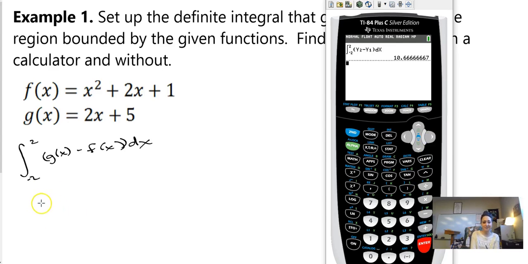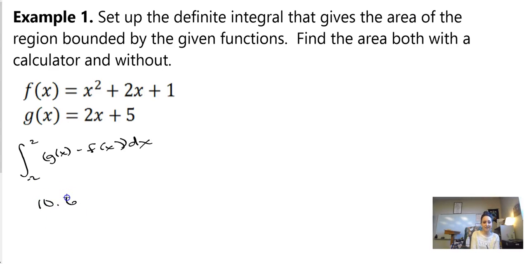So I'm getting 10.6 repeating, right? Or 10 2/3. Okay, so that's doing it with the calculator. Now, let's say I didn't let you use a calculator on this one. So I first need to find out my a and my b. How do we do that?